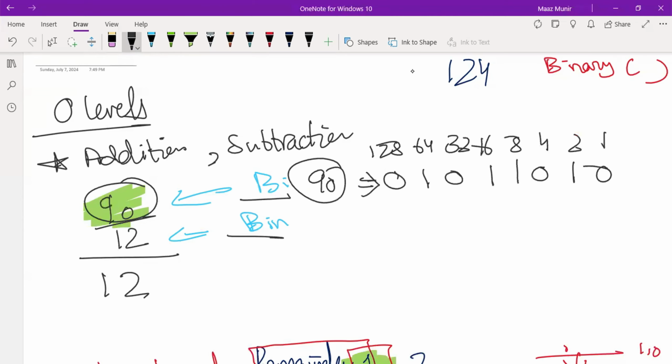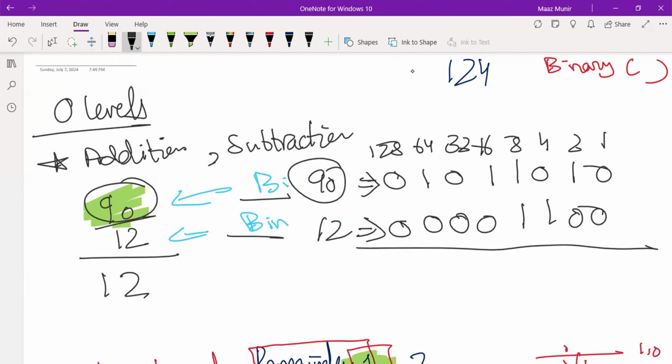Now, let's say the second number is 12. We're going to write 12 up here. We have 8 and then we have 4. So we get these two binary values.